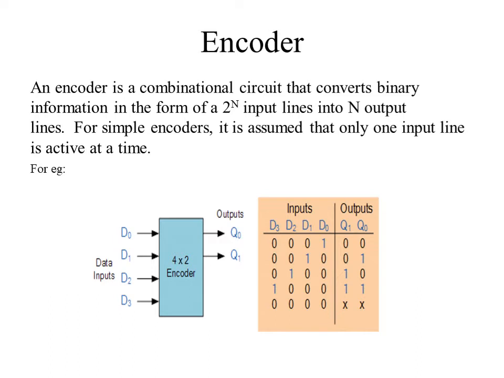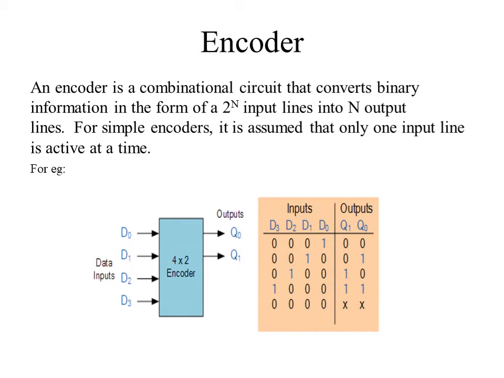The standard form of encoder is 2 raised to n to n. For example, 4 to 2 encoder. Block diagram is shown along with the truth table. So in the truth table, we can see at the input side, at one instant, only one input is high, that is D0, whereas D1, D2, D3 all are 0, depending on which the output Q1, Q0 is 0, 0. Similarly, at next instant, only D1 input is high, whereas all other inputs are 0, for which the output is 0, 1.